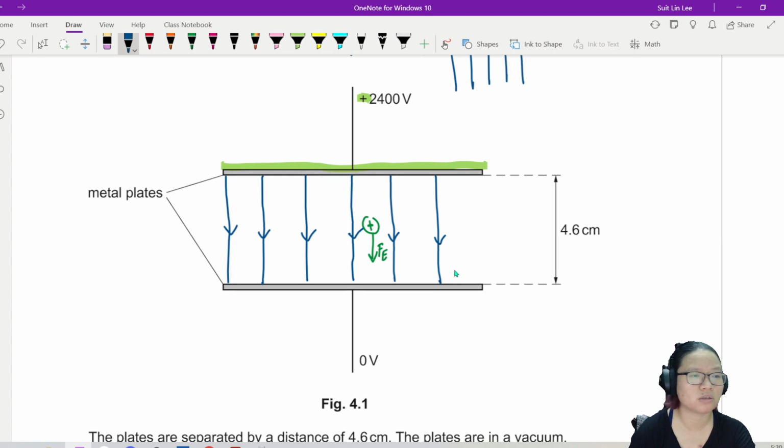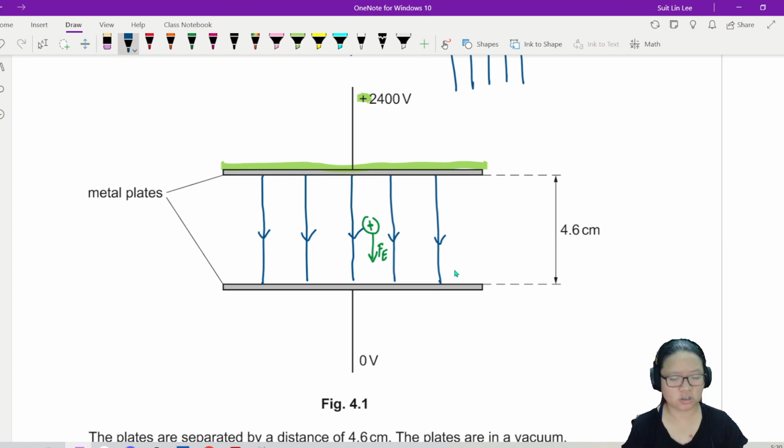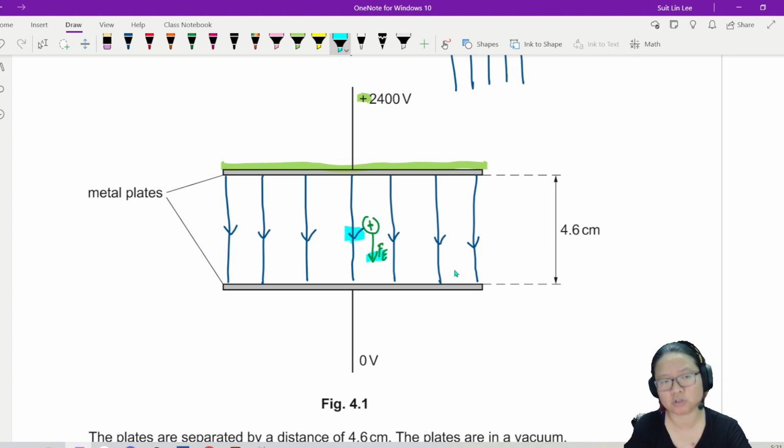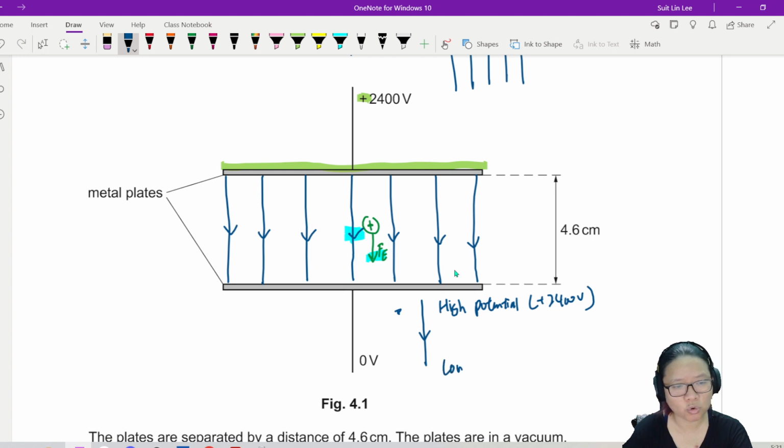You don't have to draw this one and this one, but it's okay if you do. If you leave the charge inside, also okay. If you want to rub off the charge, also okay. So there are a few ways to draw the direction of the field lines. Number 1 is parallel to the direction of force acting on a positive charge. Another way to double check is that the direction of the electric field must flow from high potential, positive 2400 volt, to low potential, 0 volt.